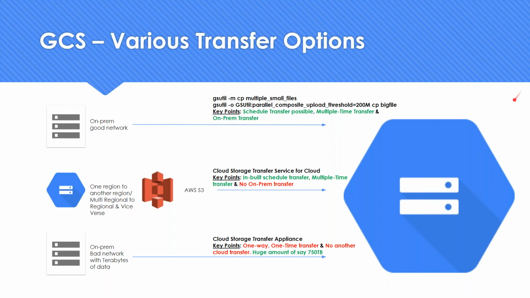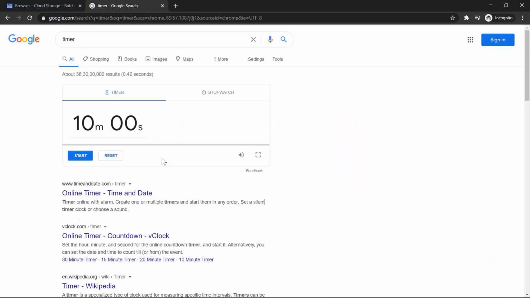We'll just take a 10 minute break, folks. Once we come back, we'll look into an option where the bandwidth is very bad. My on-prem bandwidth is very bad. What is the option we are going to use? Something called Transfer Appliance is what we are going to see. We'll explore that once we come back from the break.